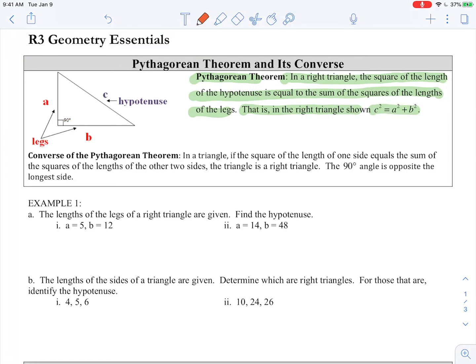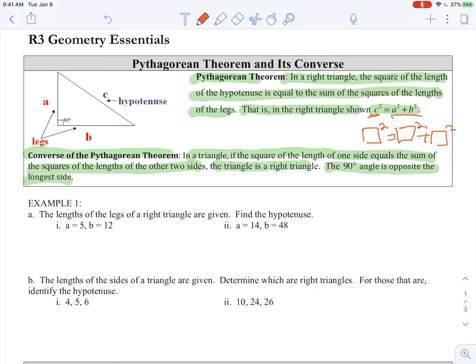And I actually prefer to write it like this, c squared equals a squared plus b squared, as opposed to the other way around, because then you can use this way of writing it as a way of checking your answers. It doesn't really matter the order you put it in, but if you're trying to confirm that something is in fact a right triangle, it's nicer to do it this way. So that's what I mean here, the converse of the Pythagorean theorem. In a triangle, if the square of the length of one side equals the sum of the squares of the lengths of the other two sides, the triangle is a right triangle. The 90-degree angle is opposite the longest side.